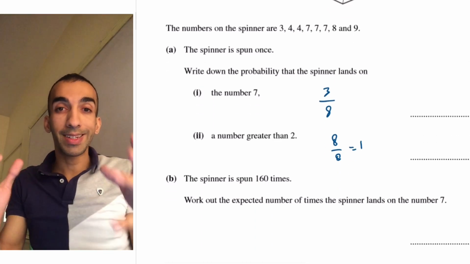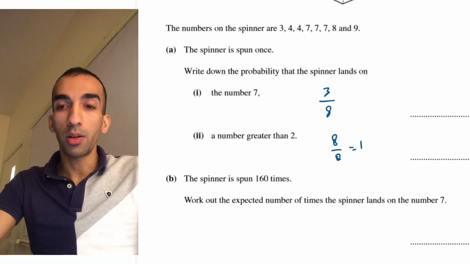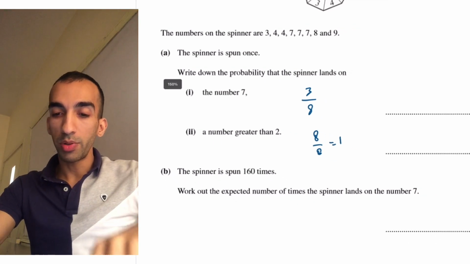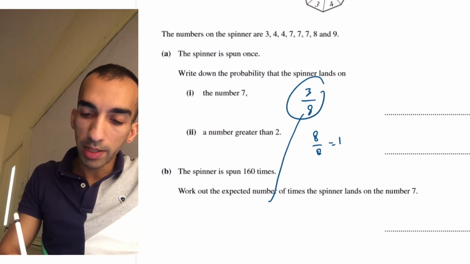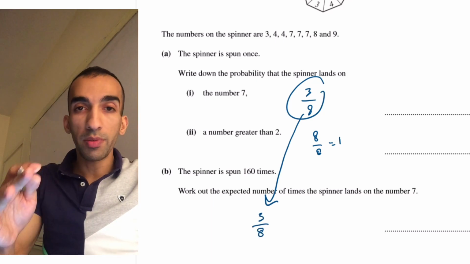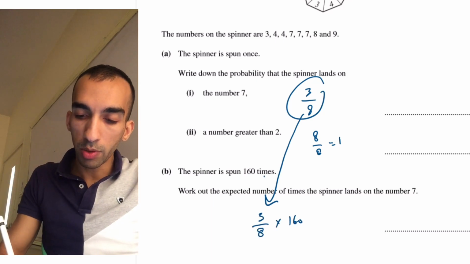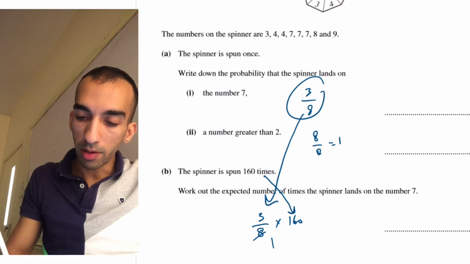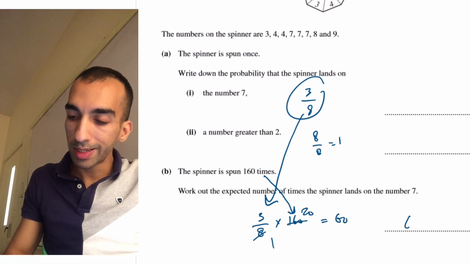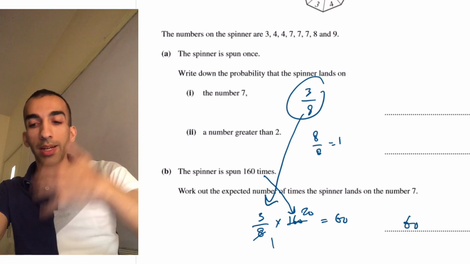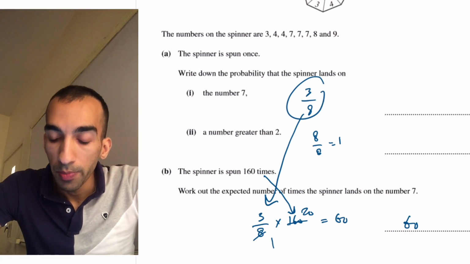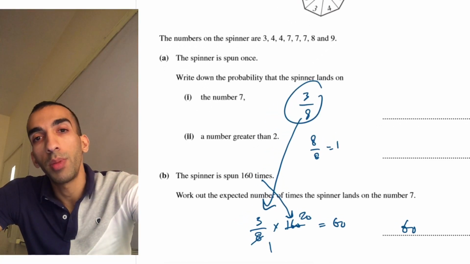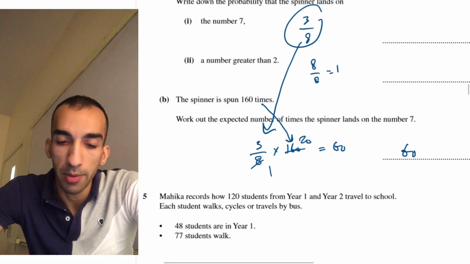The spinner spins 160 times. At the start, we were only spinning it once. Now we're spinning it 160 times. Work out the expected number of times the spinner lands on number 7. The easiest technique is to just take the previous fraction and multiply it with 160, because you're carrying out the experiment 160 times, and simply start simplifying. 20 into 3 is 60. So the expected number of times you're going to get number 7 is 60. Basically, you multiply the probability of getting it once with the number of times you're spinning it.